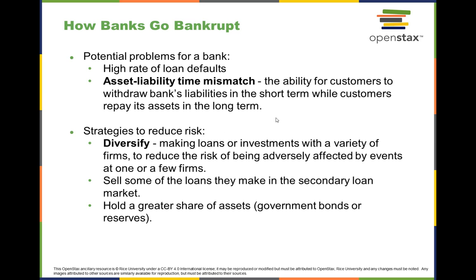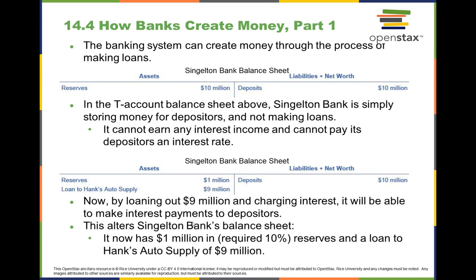So there are strategies to reduce risk, and this is also true for financial investments. Diversify: making loans or investments with a variety of firms to reduce the risk of being adversely affected by events at once, or a few firms. Sell some of the loans they make in the secondary loan market. That's also possible, and that's something people aren't aware of. They get a loan from a bank, somebody else might actually control the loan. And hold a greater share of assets, government bonds or reserves in particular.